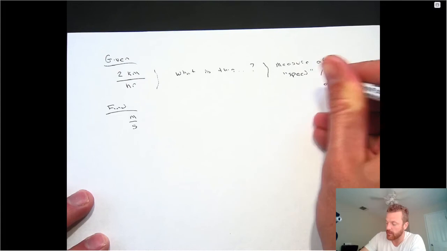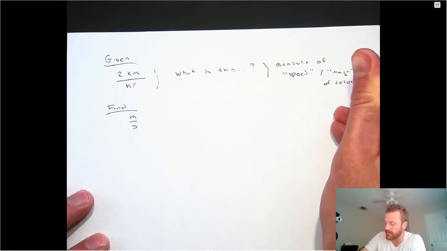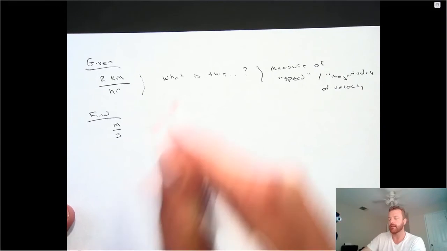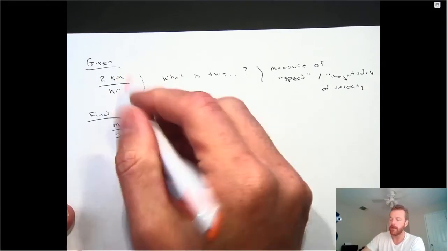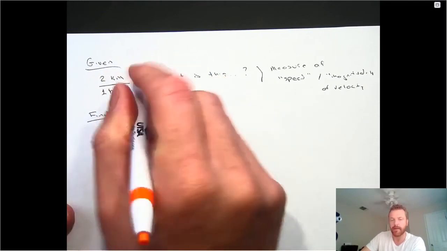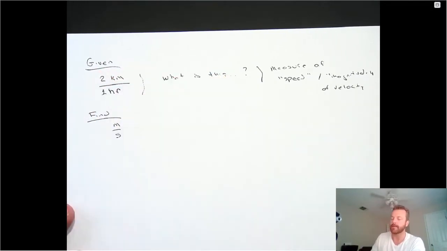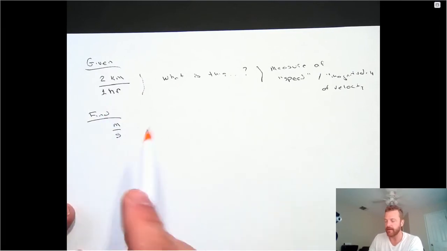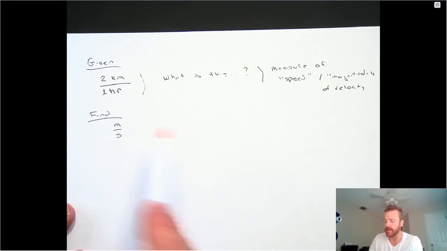And I'm kind of using one definition to define another, so you might ask yourself, well, what do you mean by that? Well, it's a description of how quickly a displacement is happening in time. In 1 hour, this object, whatever we're describing, undergoes 2 kilometers of displacement. So what we want to do is convert that to an equivalent representation of speed or magnitude of velocity in meters per second. So how are we going to do that?